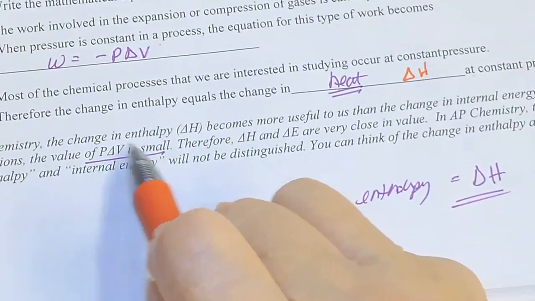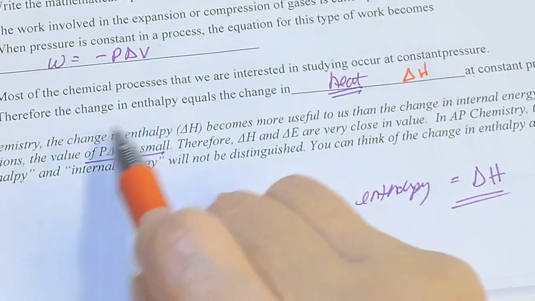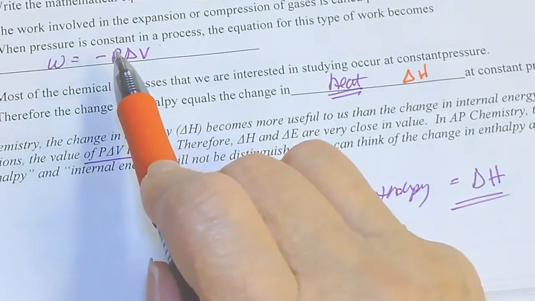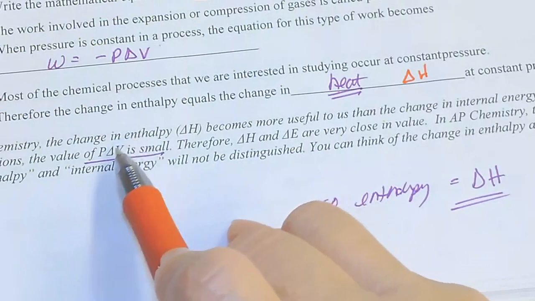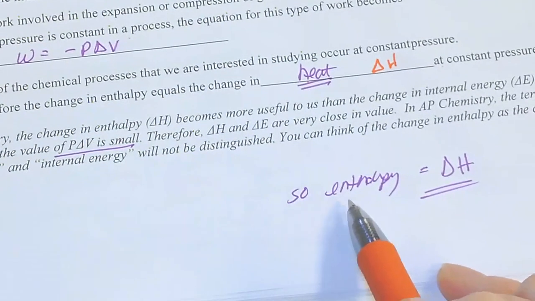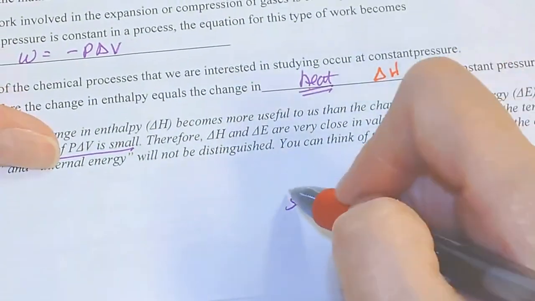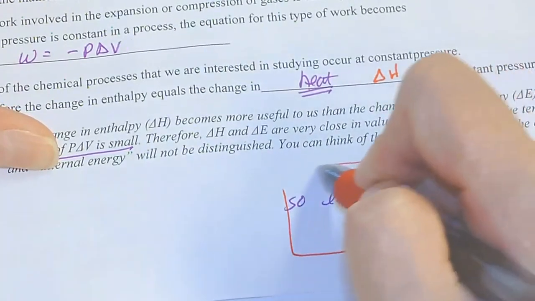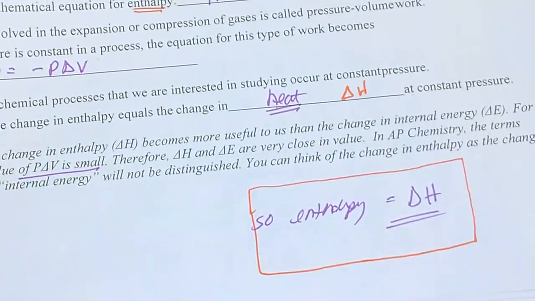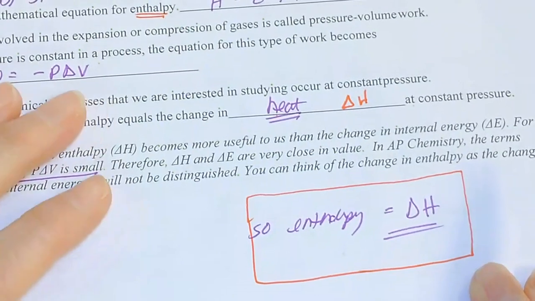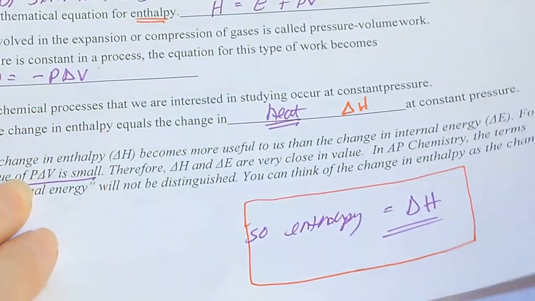Okay. Since our pressure-volume work is very, very small, since we're at a constant pressure, we're not really expanding or contracting our gases, we've got our enthalpy as delta H. So finally, after all of this, this is where we want to be. Heat energy transferred is delta H.